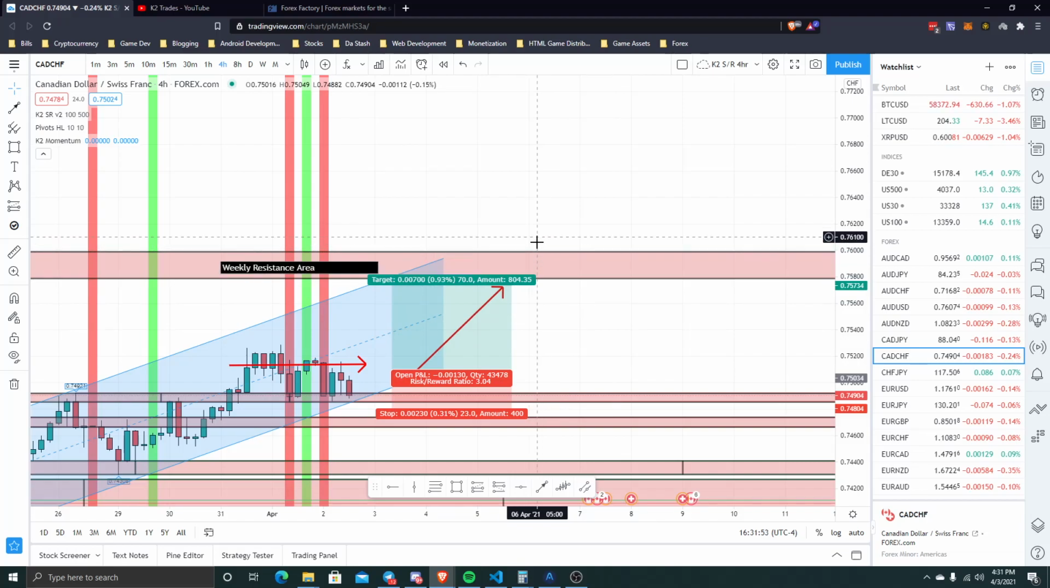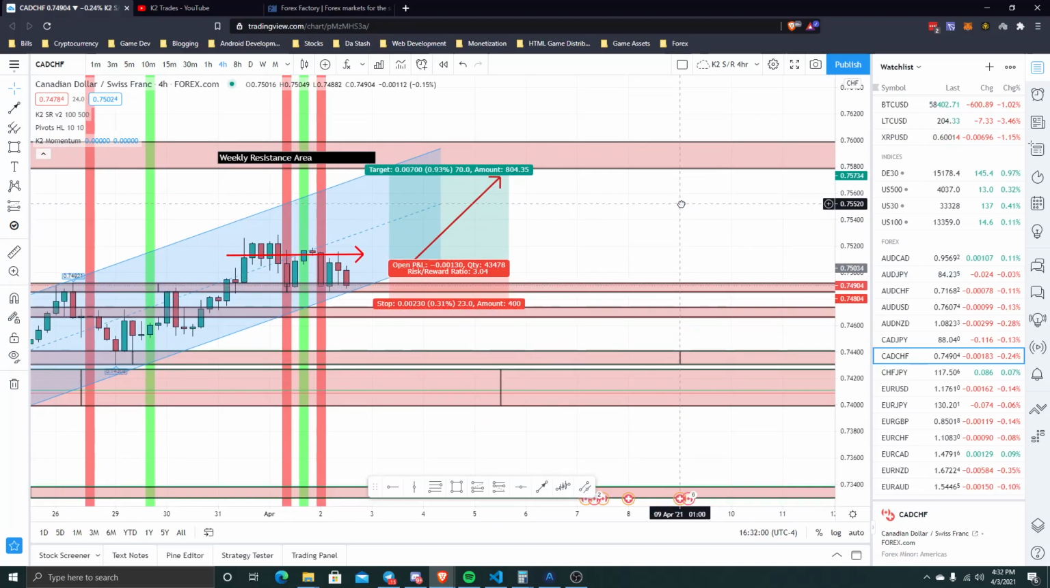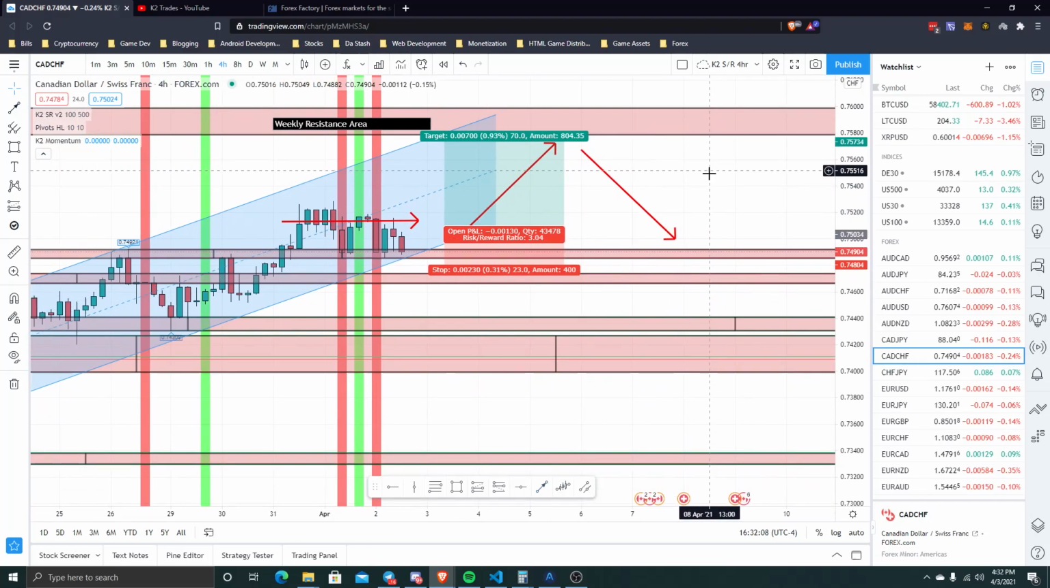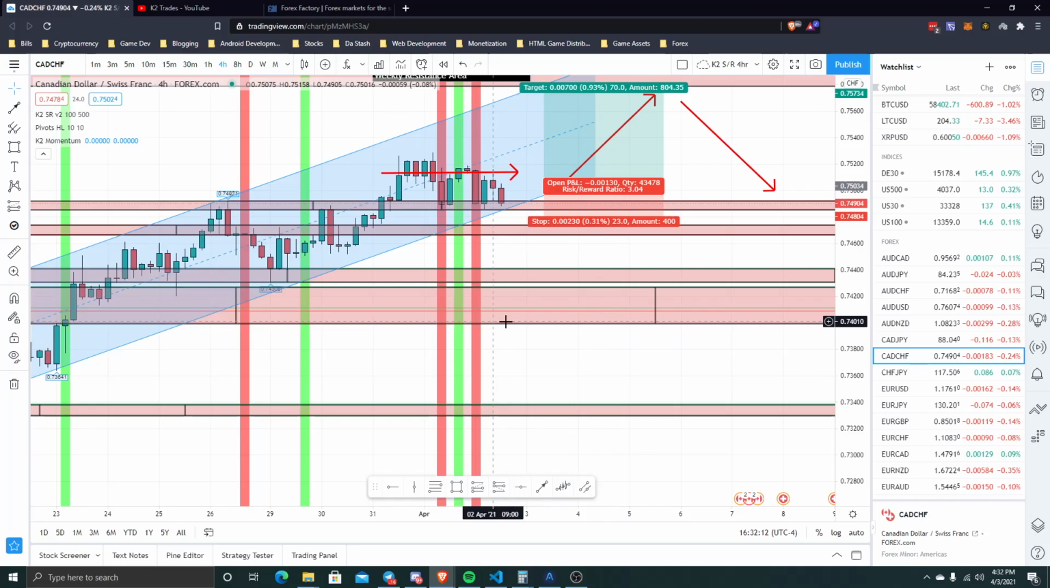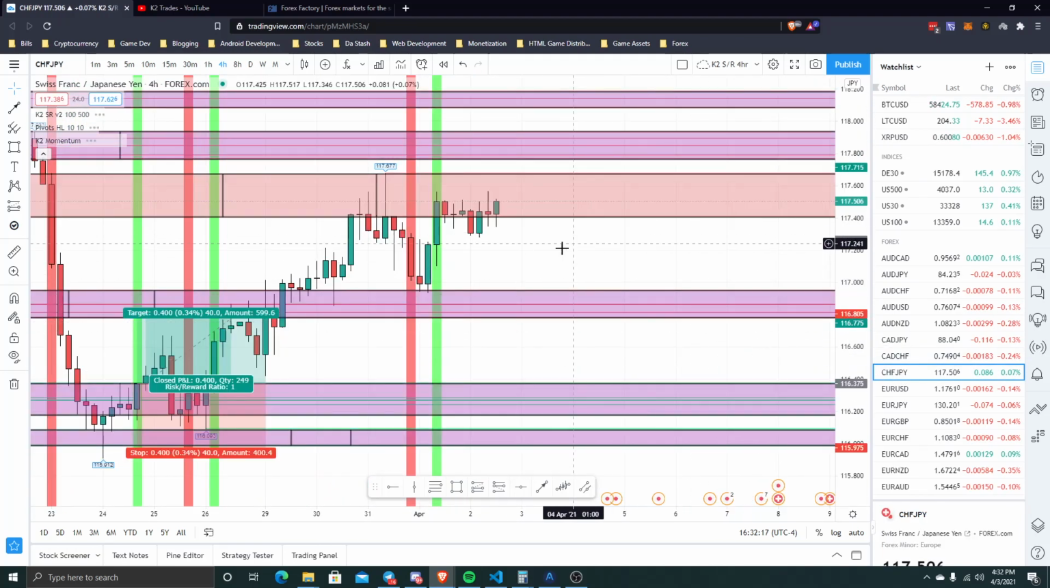or I might even just wait until it breaks above this zone here, which I highly doubt it's going to do, because it's a weekly resistance area, and most times when it hits the weekly or the monthly resistance areas, it's going to reverse. So we have to wait and see what price is going to do this upcoming week. So that's my analysis on CAD CHF. Let's go to CHF JPY.